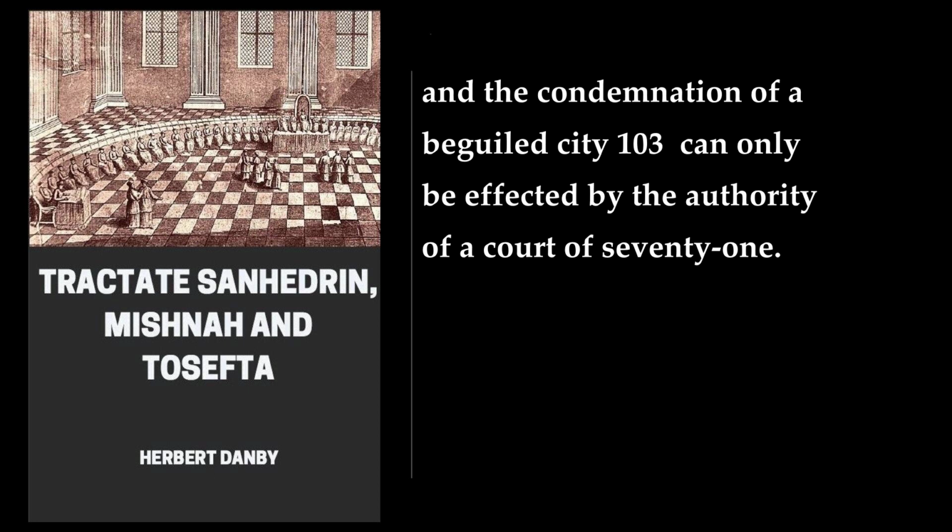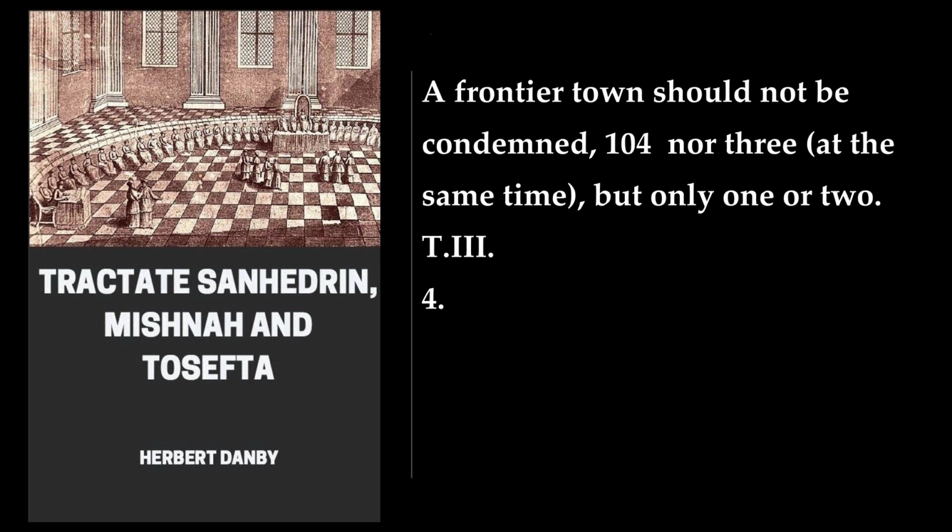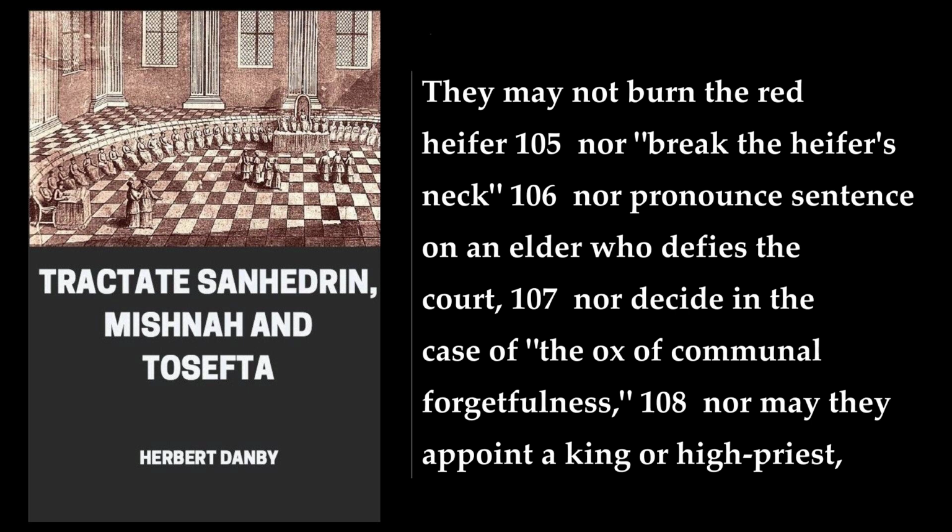And the condemnation of a beguiled city 103 can only be effected by the authority of a court of 71. A frontier town should not be condemned, 104 nor 3, at the same time, but only 1 or 2. T.3. 4. They may not burn the red heifer 105 nor break the heifer's neck 106 nor pronounce sentence on an elder who defies the court 107 nor decide in the case of the ox of communal forgetfulness 108 nor may they appoint a king or high priest.